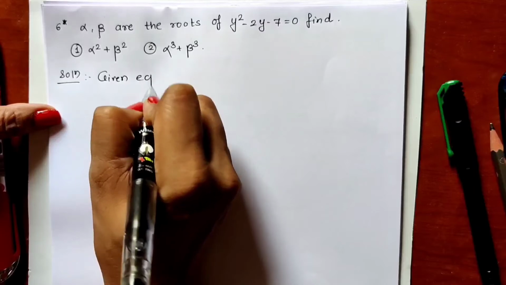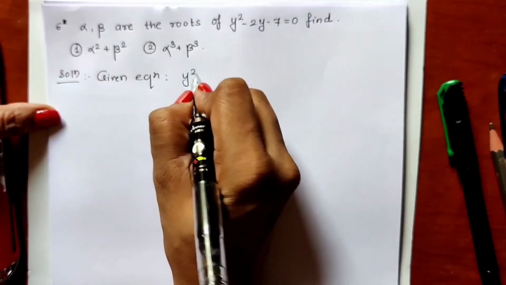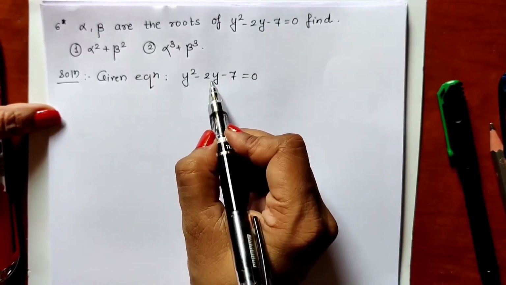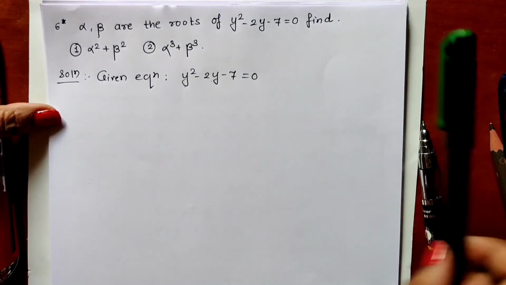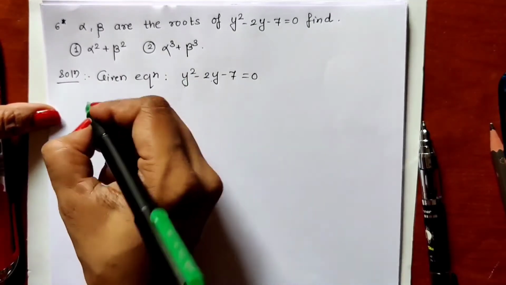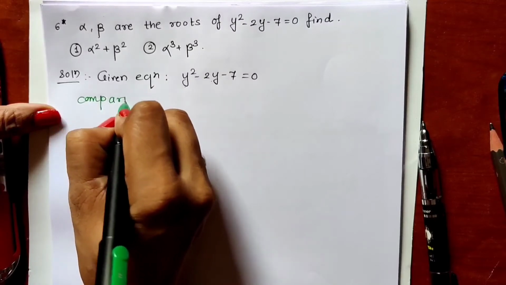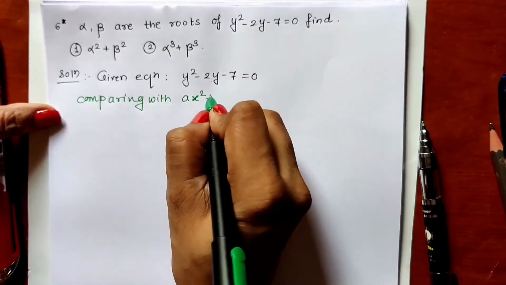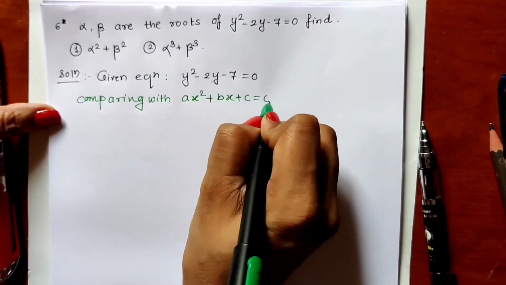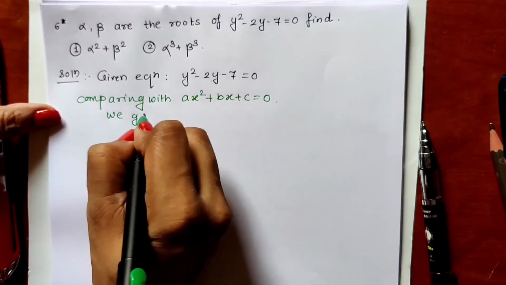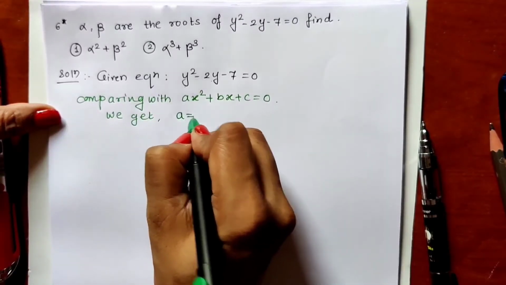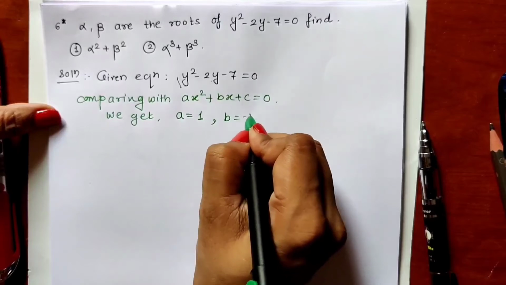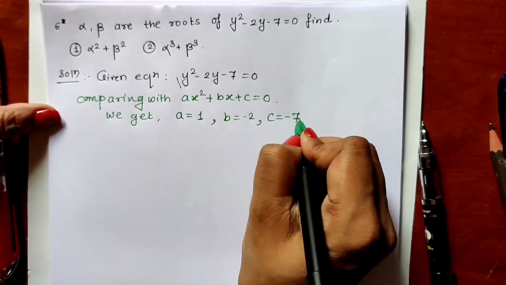Given equation, let us observe the equation. Is it in the format of ax square plus bx plus c is equal to 0? Yes, we can see that ax square plus bx plus c is equal to 0 is the general format, and the given equation is in that general format. So we will compare. Comparing with ax square plus bx plus c equal to 0, we will get the values of a is equal to 1, nothing is there means 1 is there, b is equal to minus 2, and c is equal to minus 7.